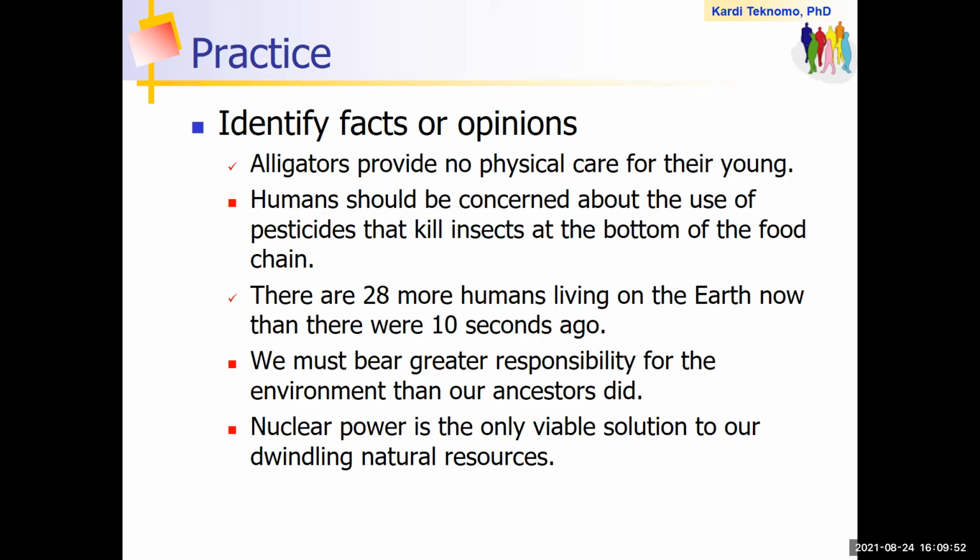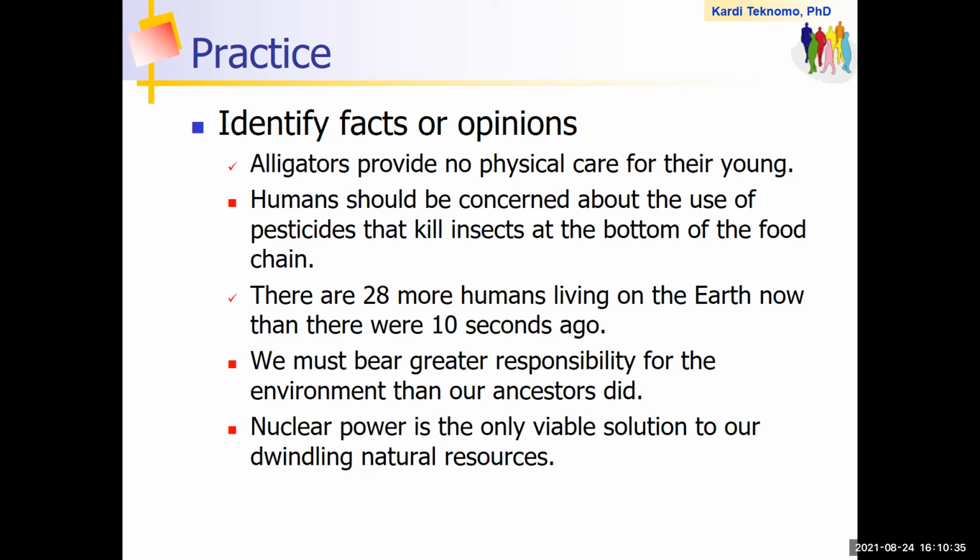"There are 28 more humans living on Earth now than there were 10 seconds ago." Fact. "We must bear greater responsibility for the environment than our ancestors did." Opinion. How do you know? Because there is no proof. Maybe we must bear responsibilities, right? This is clearly a suggestion, so it's an opinion, not fact.